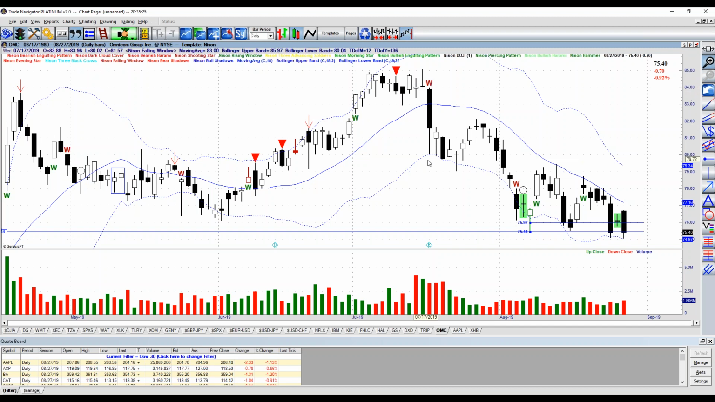And look what happened. We had a nice big down day. But notice what happened. It bounced off the lower Bollinger Band. Certain stocks have a tendency of bouncing off of Bollinger Bands. And that's something that I like to combine. I know Steve does as well, combine candles with Bollinger Bands. It's a great combo.